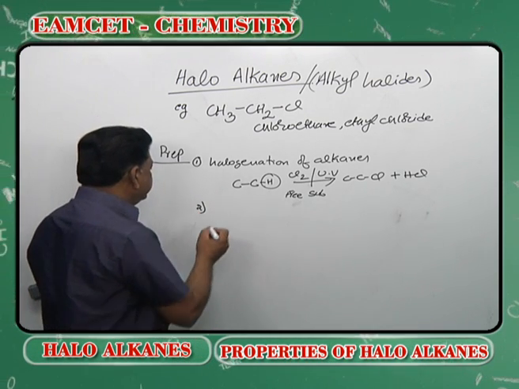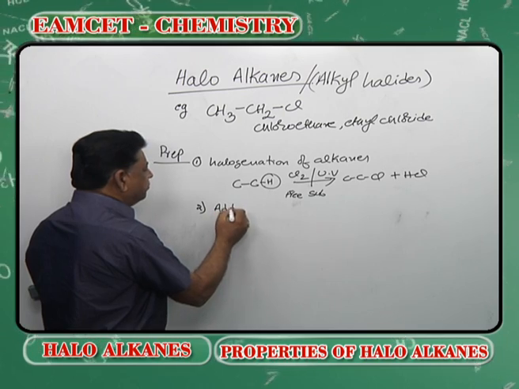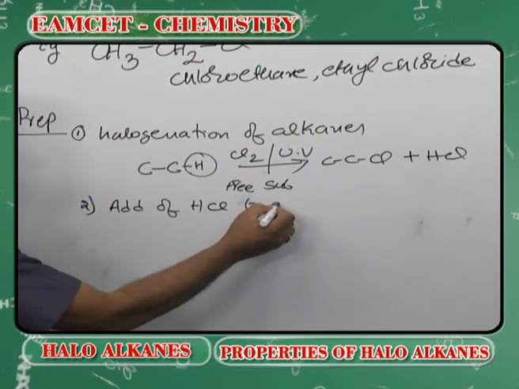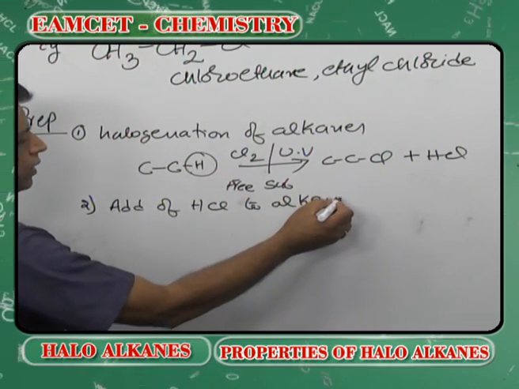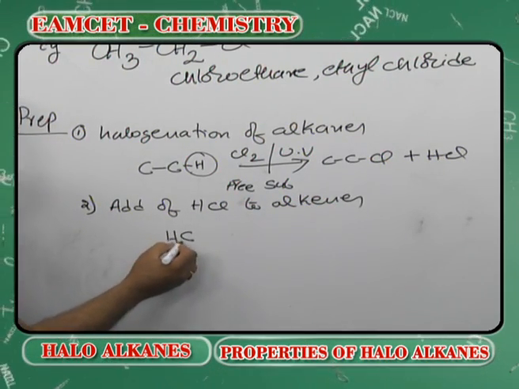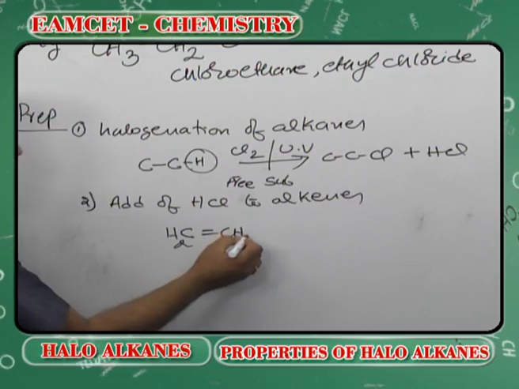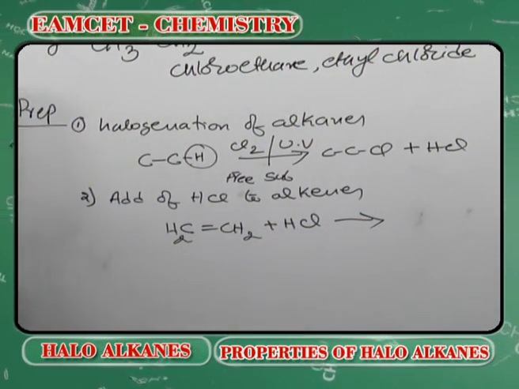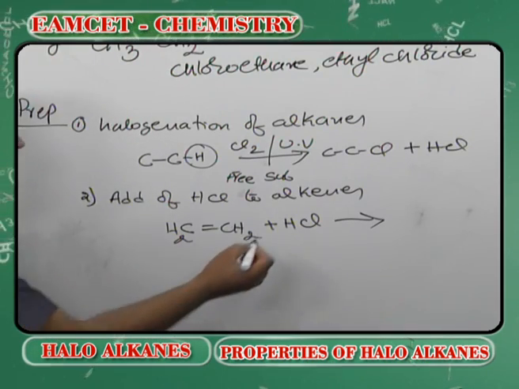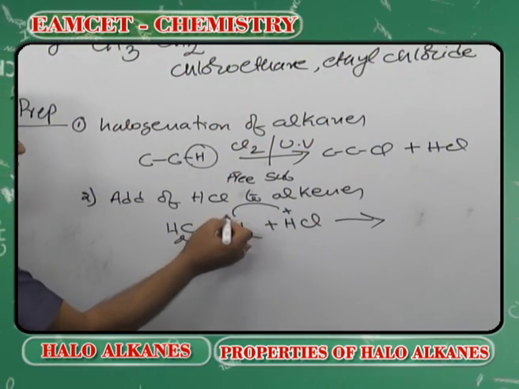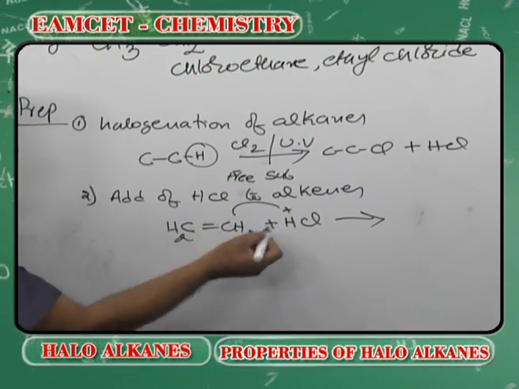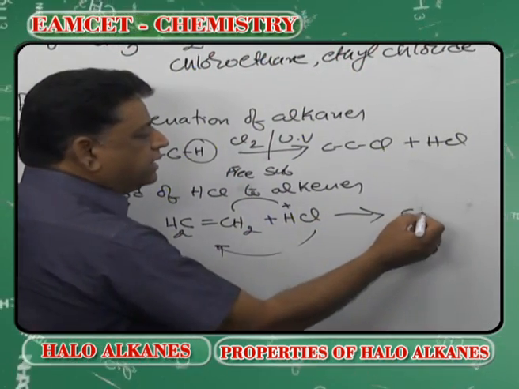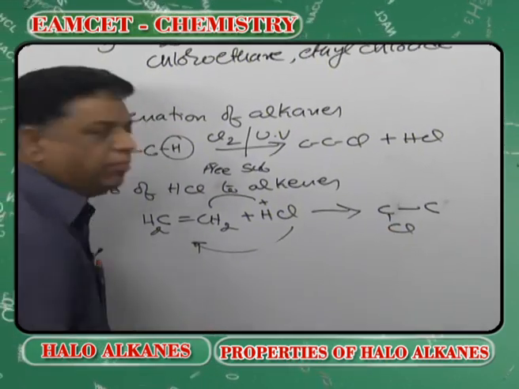The other method is the addition to alkenes. So, you take ethylene and add HCl. This is seen in the types of reactions. First, H plus will be added as step 1, and then the Cl will be added on the other side, and you are going to get ethyl chloride as the major compound.